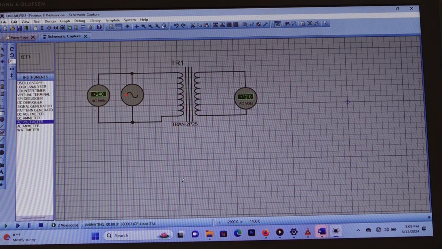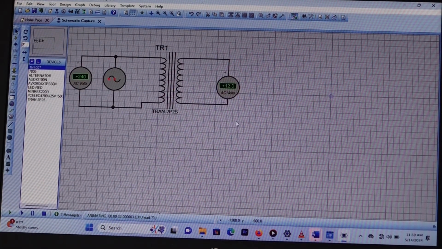So what do you have there? You have a root mean square voltage of 12 volts. So you see you have an input voltage of 240 and an output voltage of 12 volts. Practice up to that point.